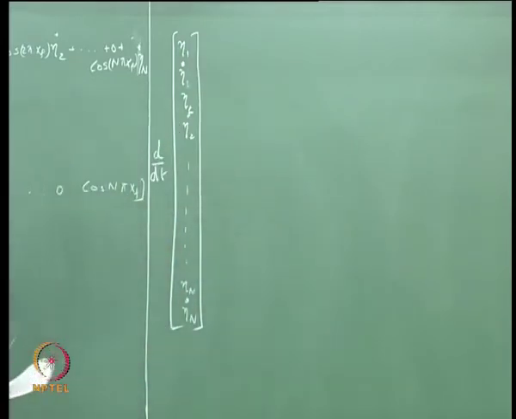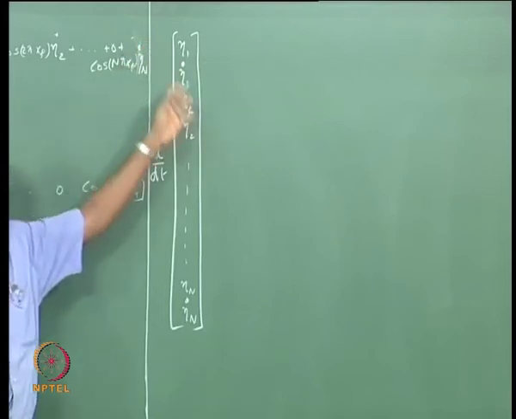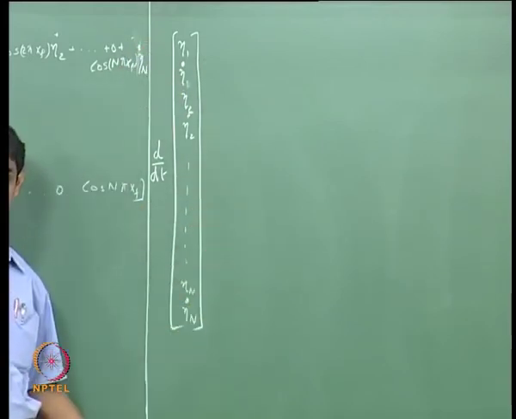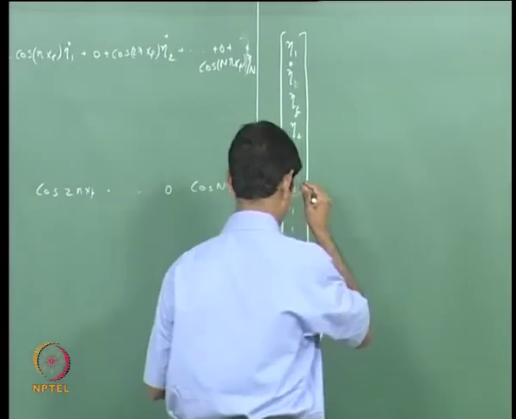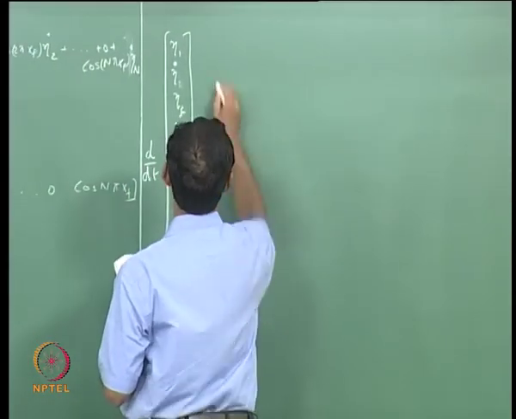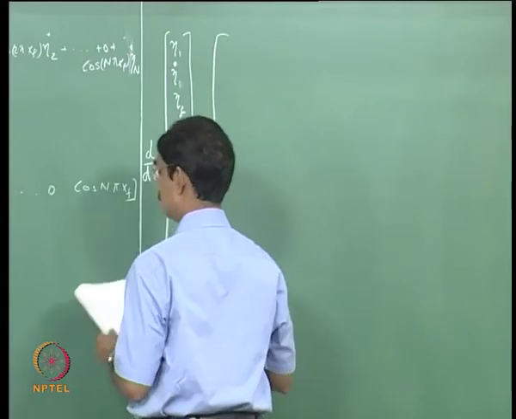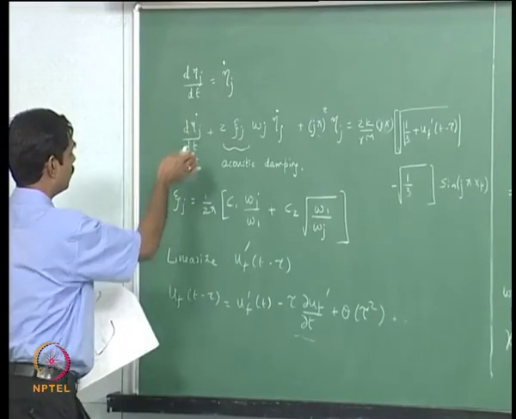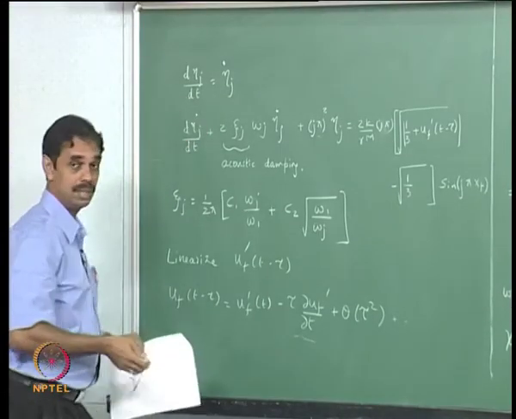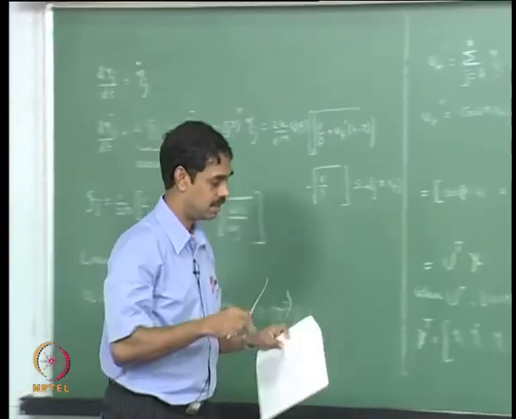You can assemble them in this way, or you can put all the etas first and all the eta dots next. That is all up to you, okay. Some way you assemble. So if you go back and look at this equation, d eta dot by dt equal to eta j dot, or d eta dot minus eta j dot equal to 0. So that equation will assemble.